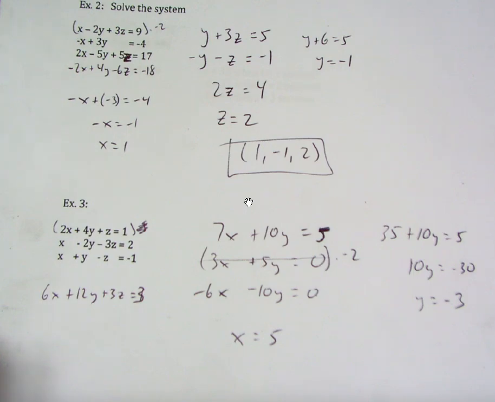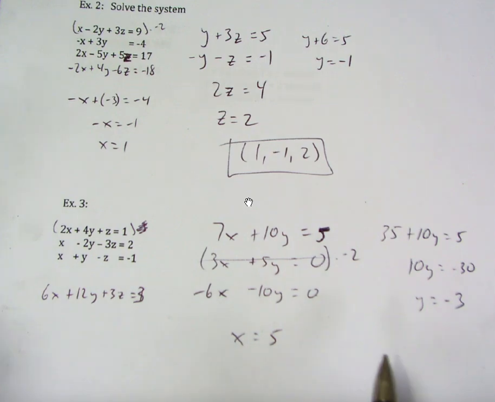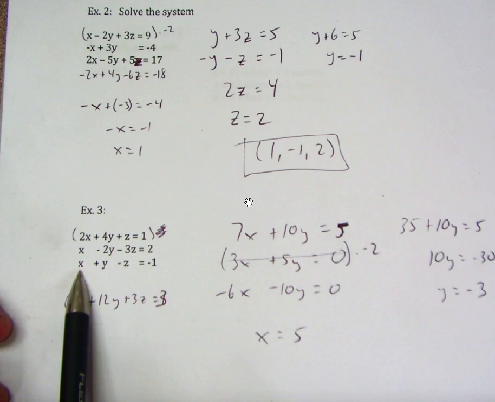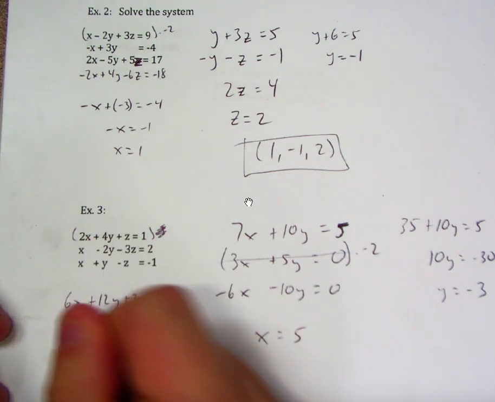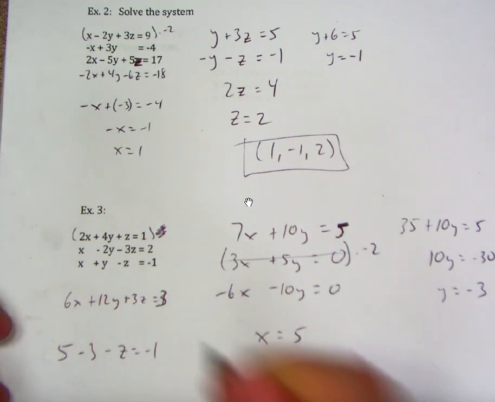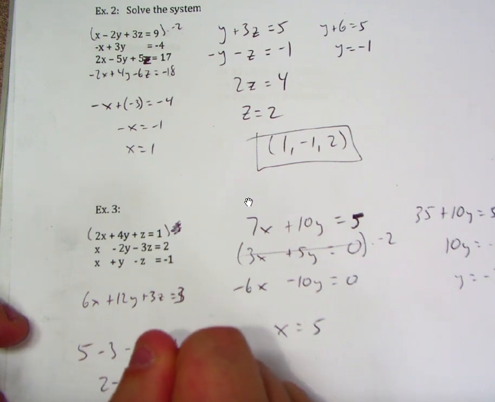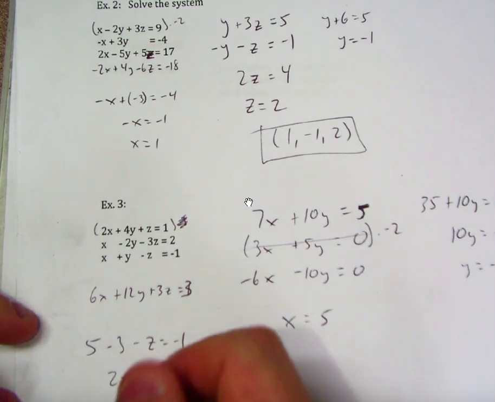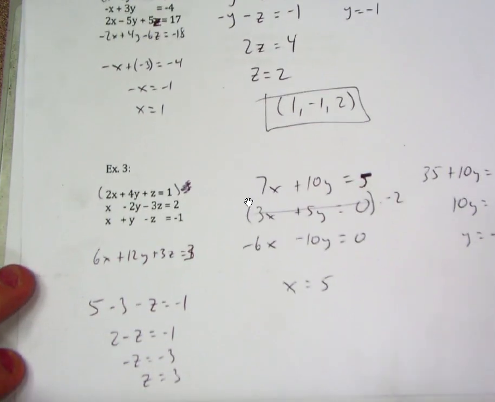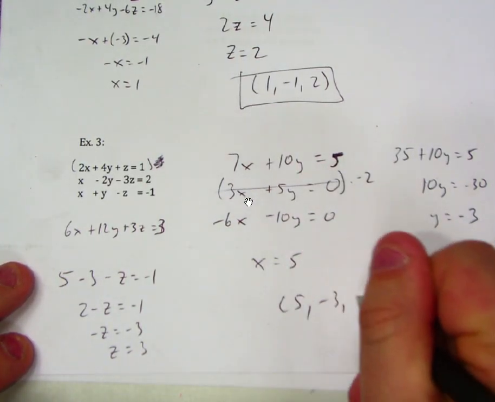And then once you know what 2 of the letters are, plug them into any of these equations over here and find, I'm looking for z now. So maybe I'll use this bottom one because nice small numbers. So I have 5 minus 3 minus z equals negative 1. So 2 minus z equals negative 1. So negative z equals negative 3. Z is 3. So I would have 5, negative 3, 3.